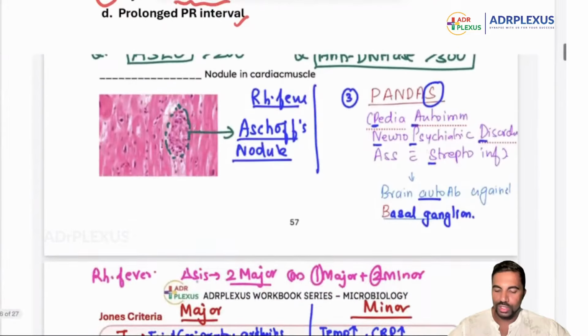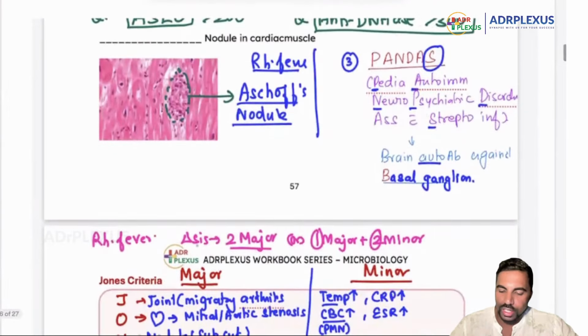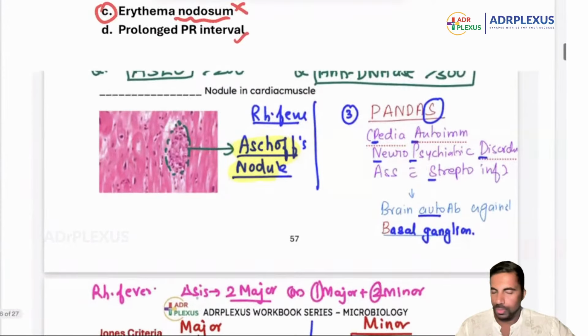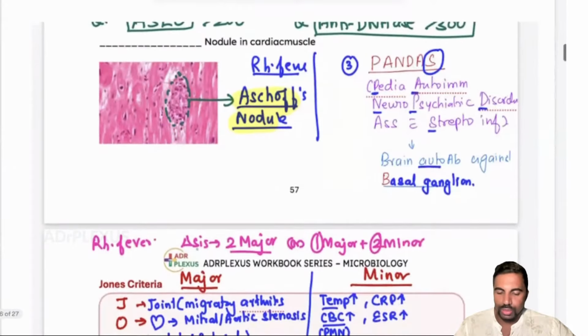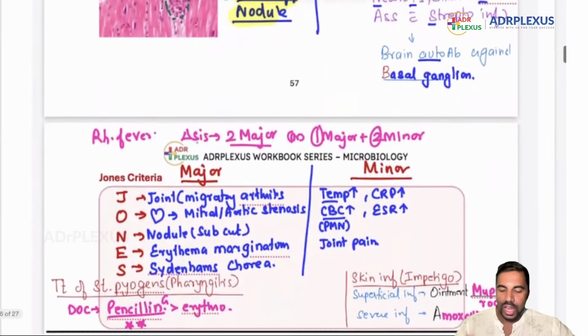Aschoff body, repeatedly every point we discussed. Aschoff nodules, I mean rheumatic fever, is caused by Streptococcus pyogenes group A. Under autoimmune diseases, we had rheumatic fever and post-streptococcal glomerulonephritis. In Jones criteria, the shortcut is JONES: J for joint, migratory arthritis, and the heart is involved, of course. Then nodule, subcutaneous nodule, erythema marginatum. It was not nodosum. Nodosum you can get from drug toxicity and some other autoimmune conditions, but not microbiology related. So you can easily rule out that answer.